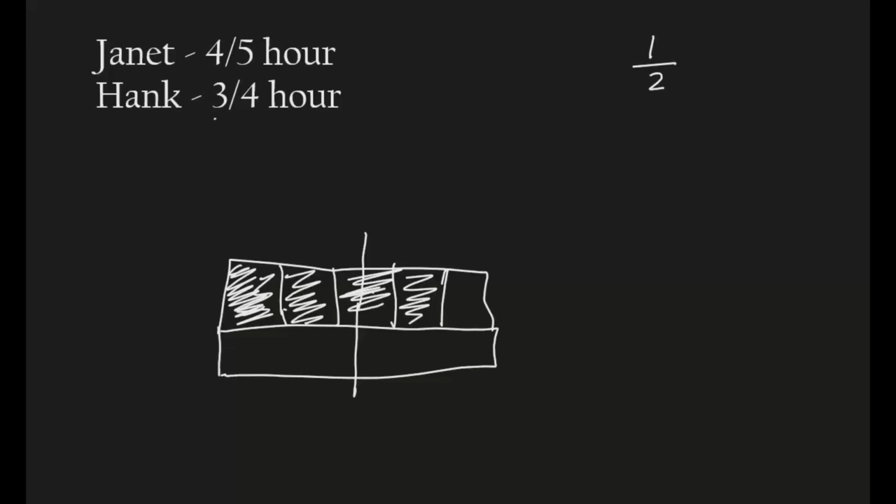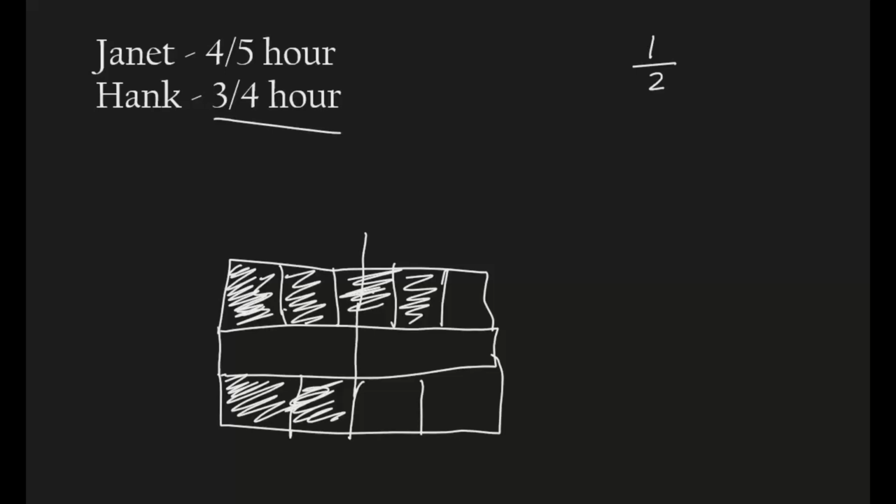Now let's try 3/4 of an hour. So let's draw another rectangle right below it. So right here. There we go. That looks good. So now we're gonna do 3/4 of an hour. So we need to split it into 4 equal pieces. So 1, 2, 3, and 4. There we go. So now let's shade it. 1, 2, and 3. We did 3 because it's 3/4.